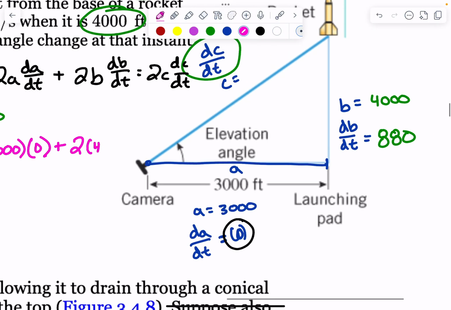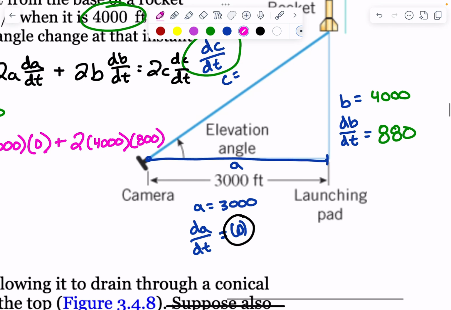2b is 4,000. dB/dt is 880. Also, be careful whether it is changing in length in the positive direction or the negative direction. For example, if this rocket was falling toward the Earth, this would be a negative 880. So you need to put 880 in it.